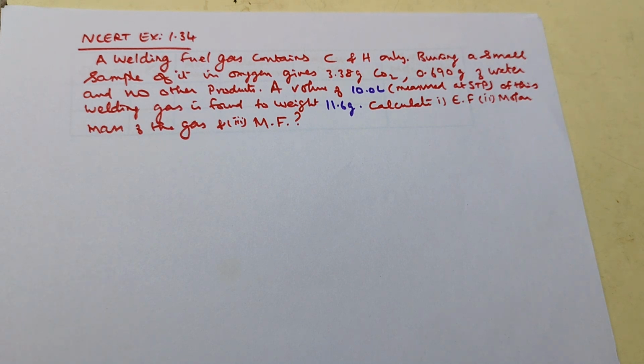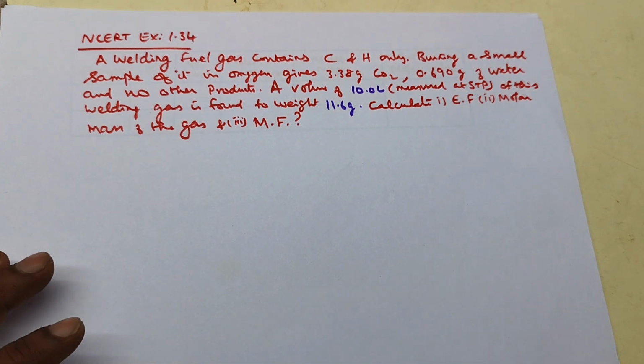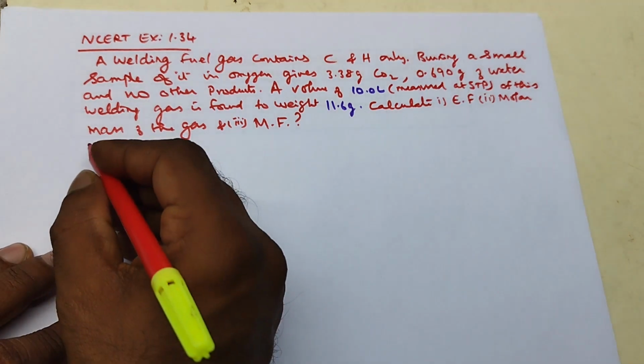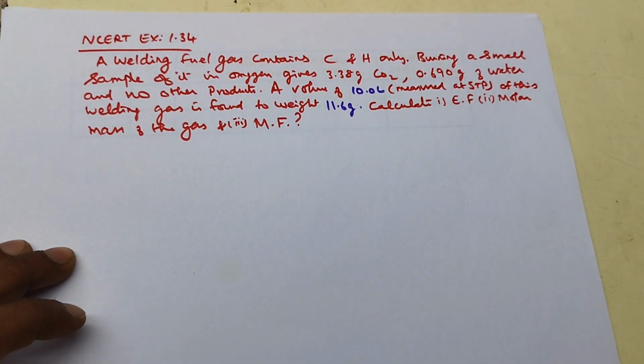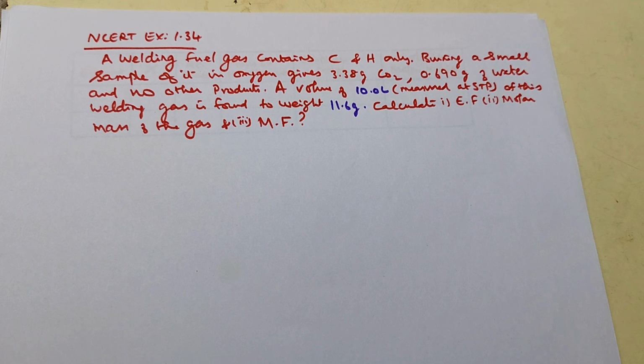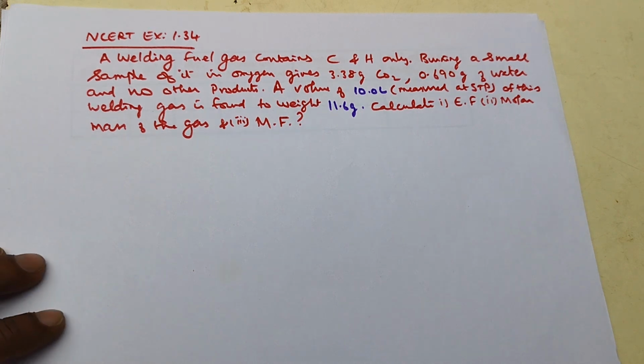Which gas are they asking about? Normally in the welding of metals we use some gases. That gas contains only carbon and hydrogen. So how can you solve this problem? First we have to calculate how much amount of carbon is in 3.38 gram of carbon dioxide.